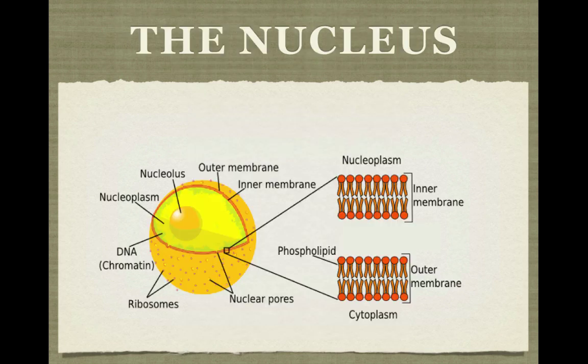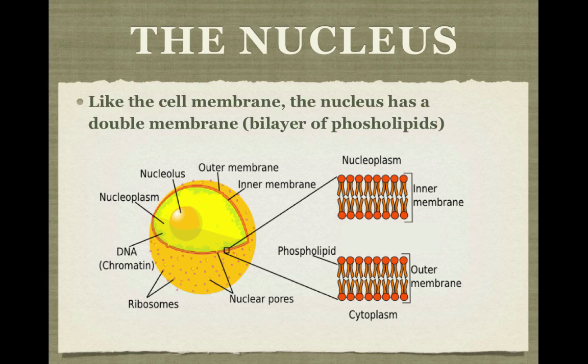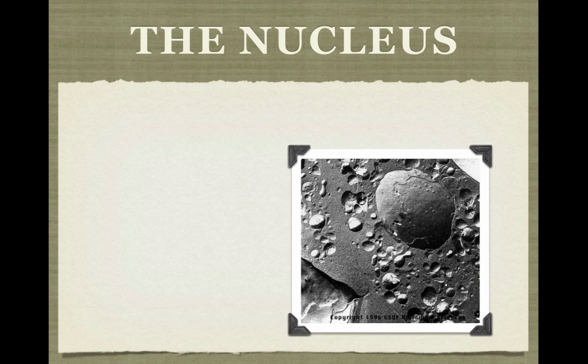Moving on to the nucleus, if you remember, the nucleus is the control center of the cell, so it determines all of the cell's activities. And like the cell membrane, the nucleus also has a double membrane, so it has a bilayer of phospholipids.